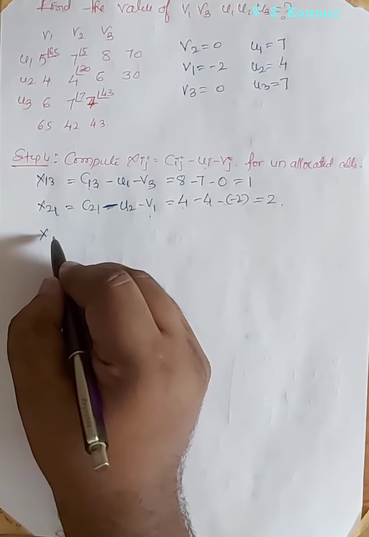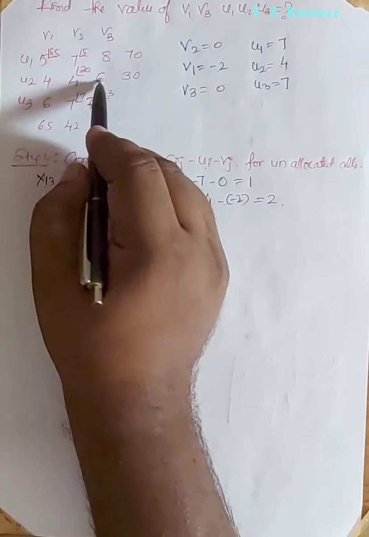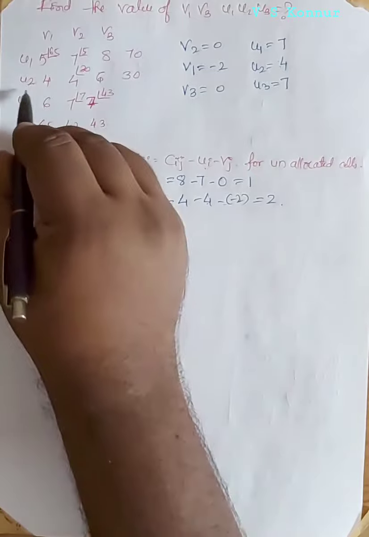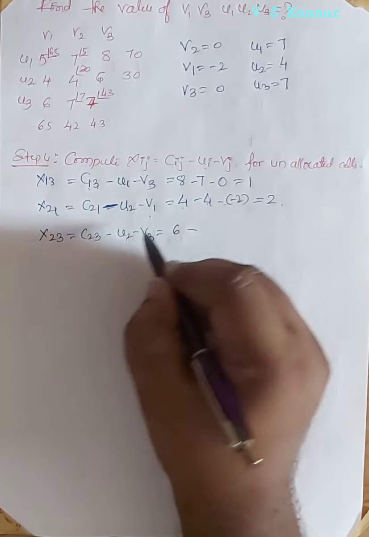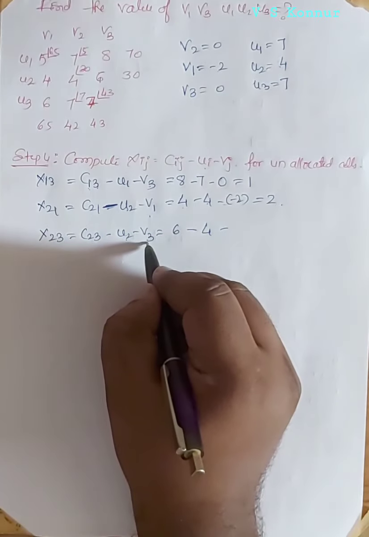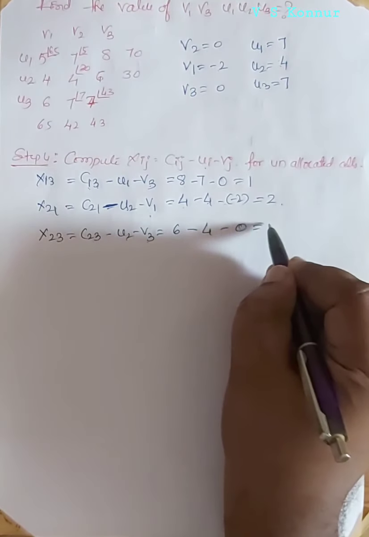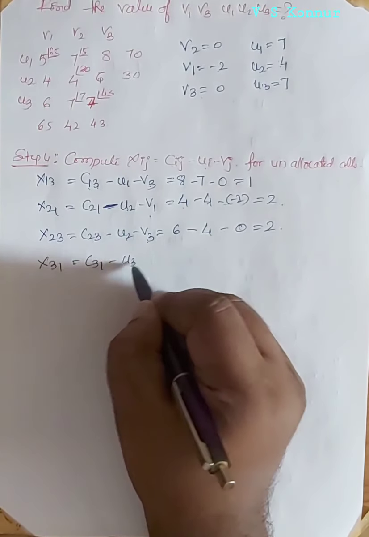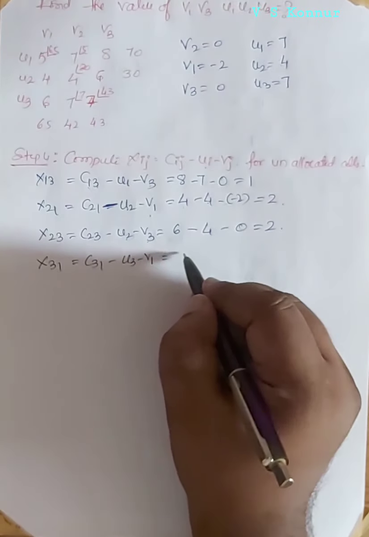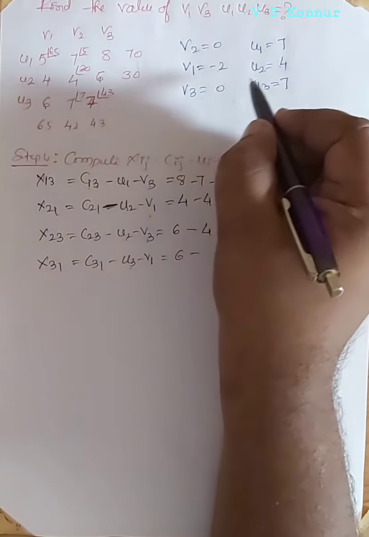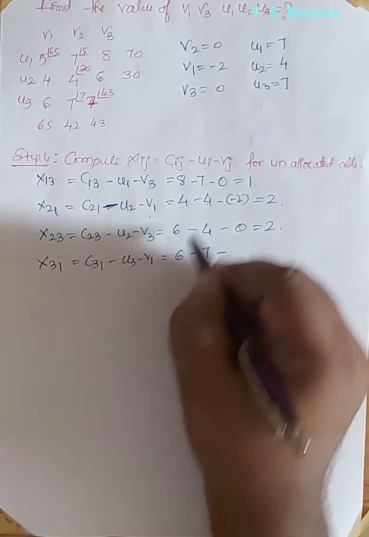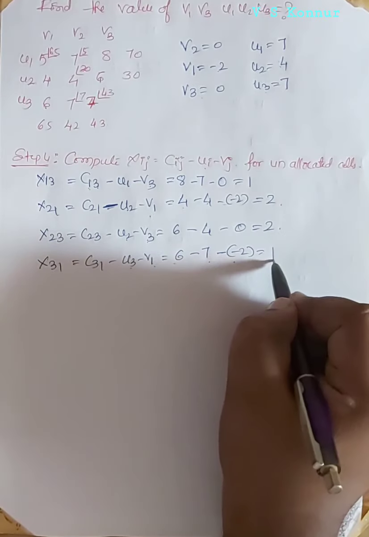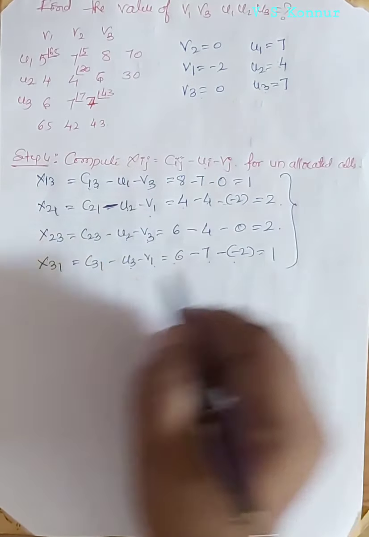Next for x23 is C23 minus U2 minus V3, that is C23 is nothing but 6, minus U2 is 4, minus V3 is 0. So it is equal to 2. Next for x31 is equal to C31 minus U3 minus V1, that is C31 is 8, minus U3 value which is 7, minus V1 is minus 2, minus of minus 2 plus 2, 8 minus 7 is equal to 1.